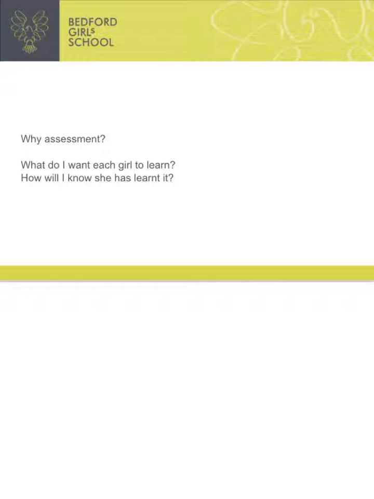What do I want each girl to learn? And how will I know she's learnt it? And from there on in, the lessons, tasks and resources are all geared towards these two simple questions. The first question is the learning intention, and the second question is all about assessment. It's the learning outcome. We've also made some changes about the way we record and track our assessments in the junior school, and in fact, in the language that we're using.